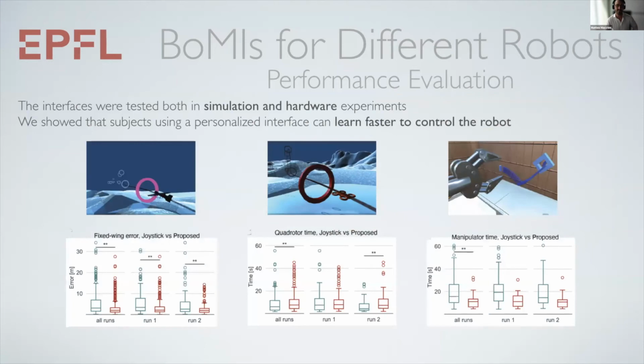And we realized that by validating this both in simulation and hardware, people can still learn faster how to control the robot compared to remote controllers. So in this case, you have in blue the joystick and in red the proposed interface. And you can see that in the first run of the experiment, everybody had to go through two runs, the motion-based interface showed higher performance and better results.